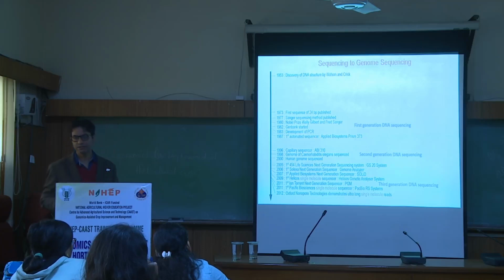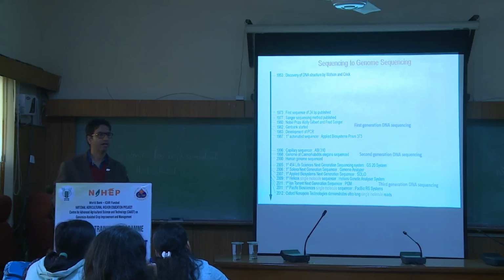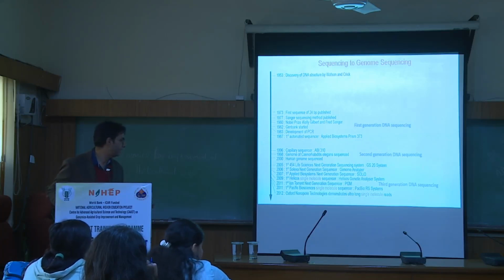PCR was given by Kary Mullis, and then the ABI 310 in 1996. The genome of this nematode was sequenced. Then second generation, and after that came a lot of machines: 454 sequencing, HiSeq, now Ion Torrent, and then single molecule sequencing, different machines.